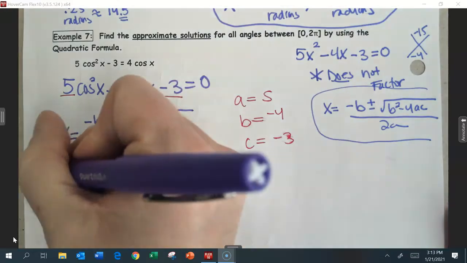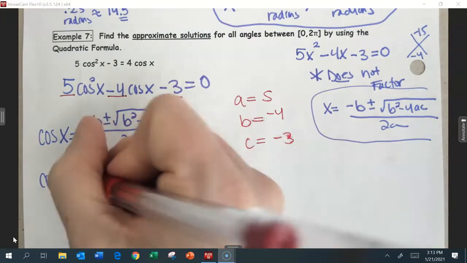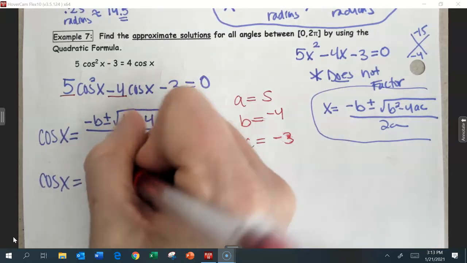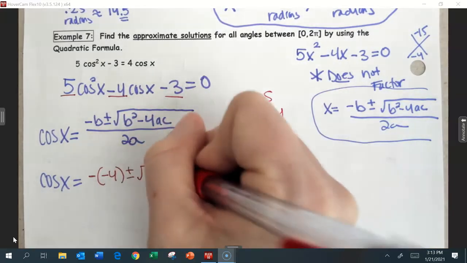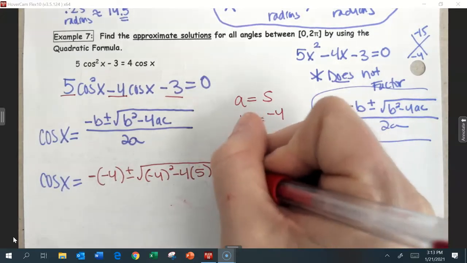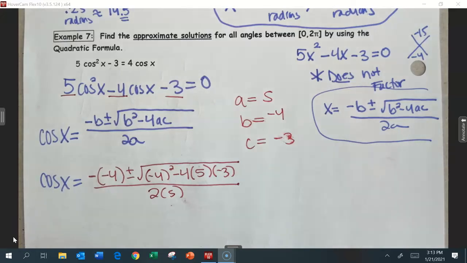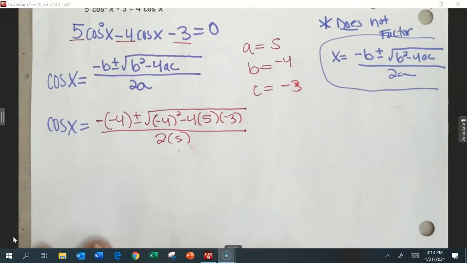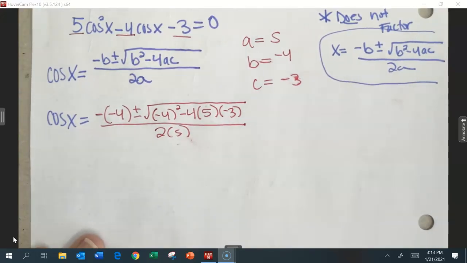So let's go ahead, and so the cosine of x is equal to, I'm going to go ahead and plug those numbers in. So we have negative, and then our b is negative 4, plus or minus negative 4 squared minus 4 times the a value times the c value, all over 2 times the a value. Now you might want to pause this for a minute and just make sure that you are simplifying this, and then turn it back on to see if you're doing okay with that.